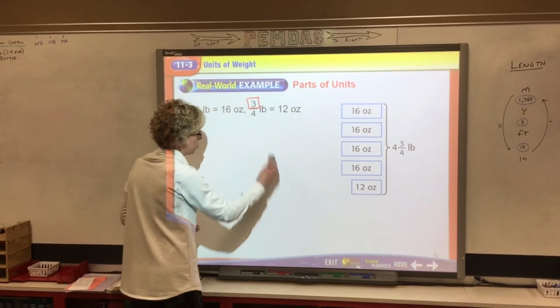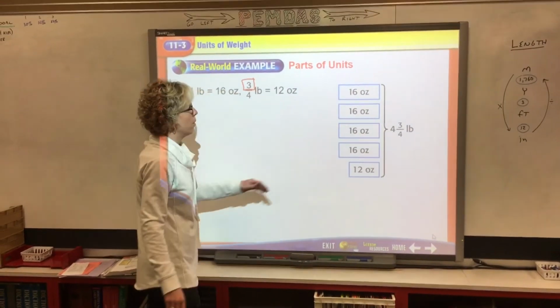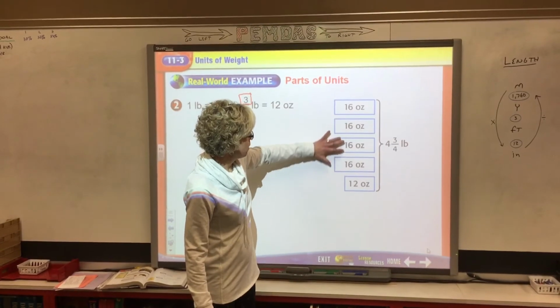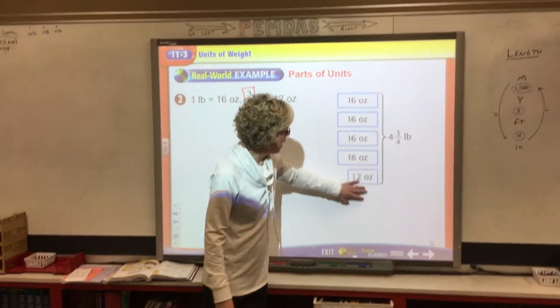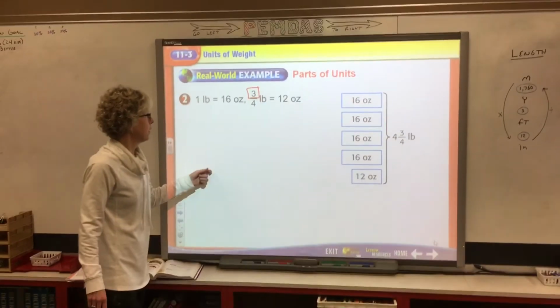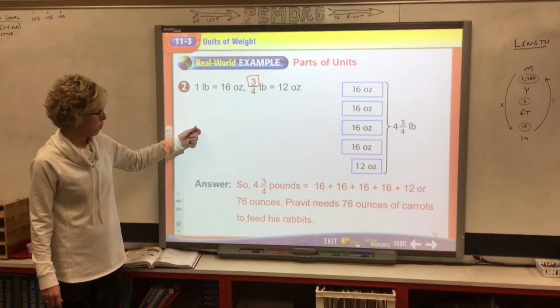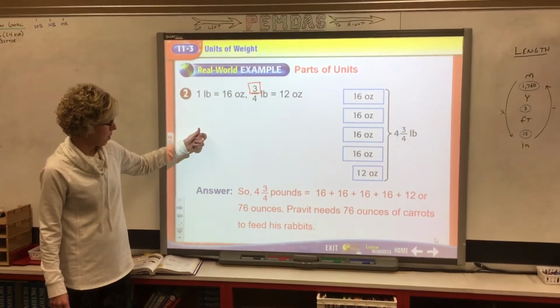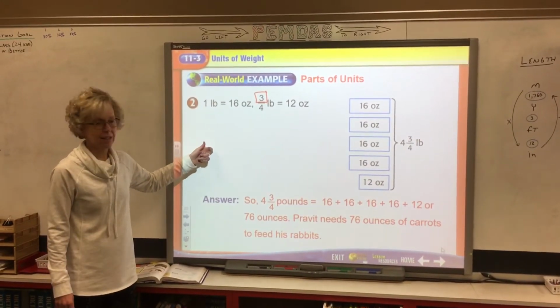Here they have it kind of drawn out for us. We know that we have 4 pounds, so we have 4 times 16, and then we added on the 12. So we ended up with 76 ounces of carrots. That's a lot of carrots.